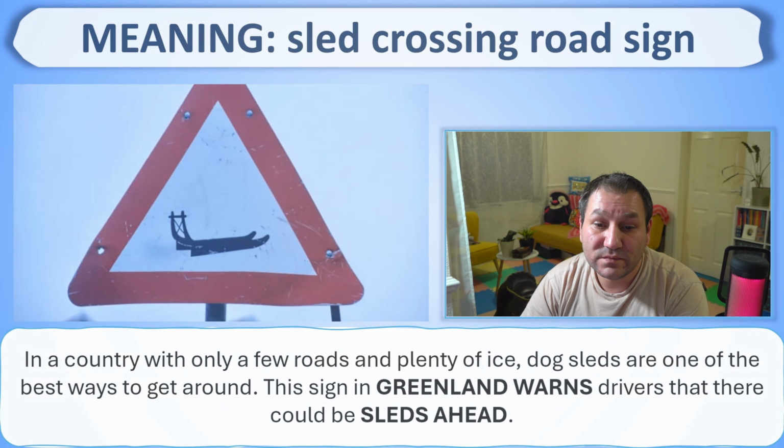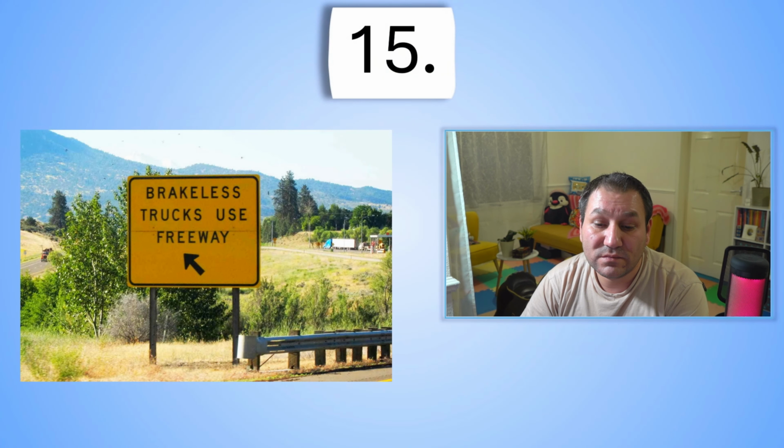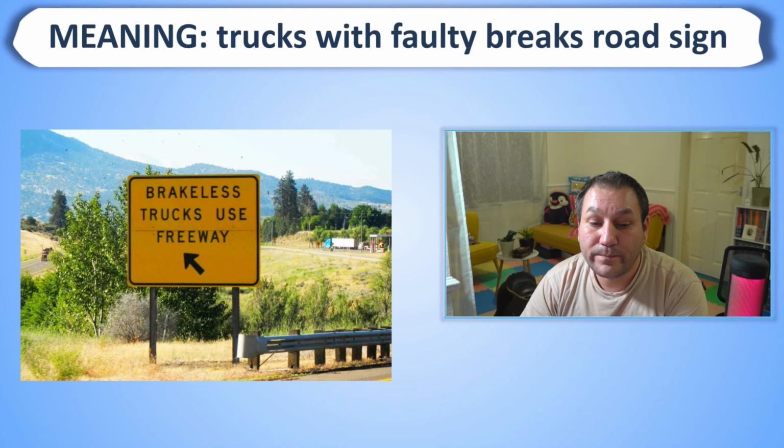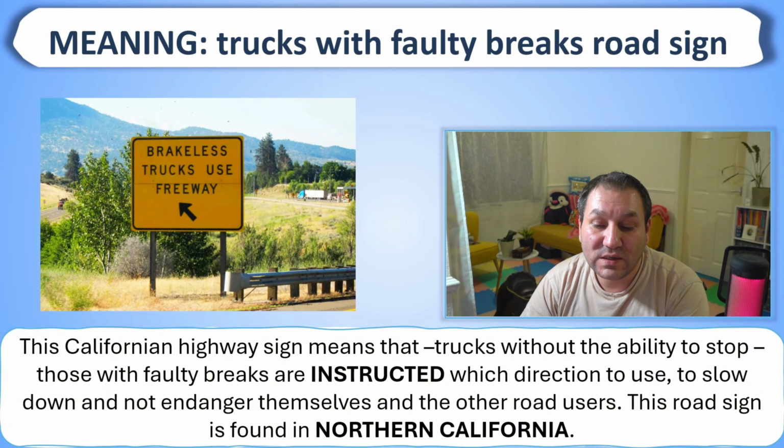15. Meaning trucks with faulty brakes road sign. This Californian highway sign means that trucks without the ability to stop, those with faulty brakes, are instructed which direction to use to slow down and not endanger themselves and the other road users. This road sign is found in Northern California.